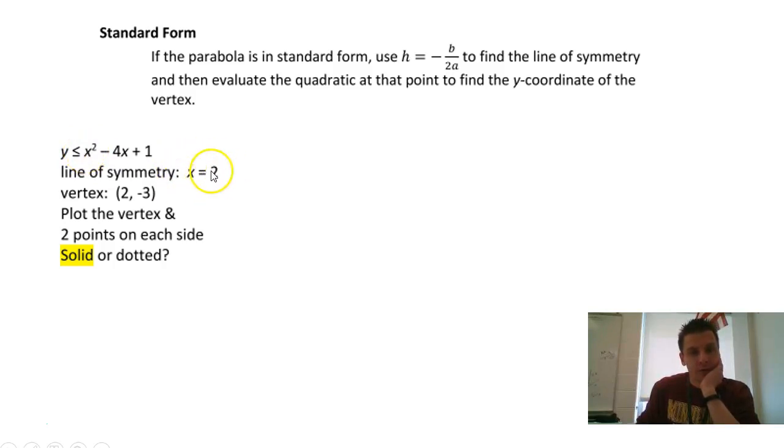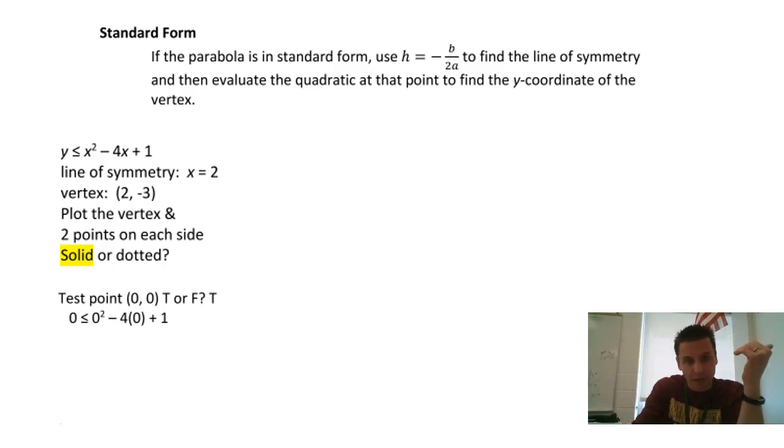So the x-coordinate of the vertex, or the line of symmetry here, is 2, and then the vertex is negative 3. This negative 3 comes from plugging this 2 into the quadratic inequality, or equation in this case, and finding out what the y value will be. If I plug in 2 for x here, this will simplify to negative 3, so that's the vertex. Now we're right back to where we were before. We have the vertex. It's going to be a solid line. We're going to use a test point, (0, 0), and then we'll get this true inequality.